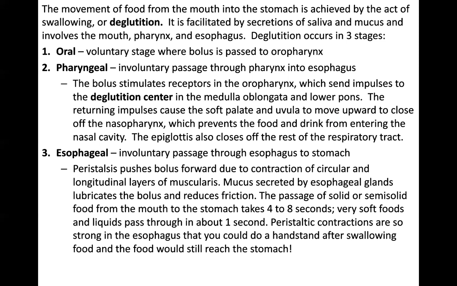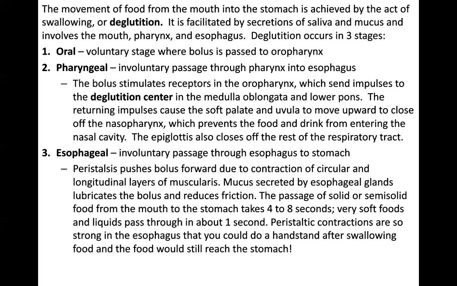The fancy term for swallowing is deglutition, facilitated by secretions of saliva and mucus, and involves 3 stages: the oral, the pharyngeal, and the esophageal stages. The oral stage is the only one that's voluntary, and it's where we push that bolus. Once again, the bolus is the flexible mass of food and saliva, and we push that bolus into the oropharynx, into the throat.